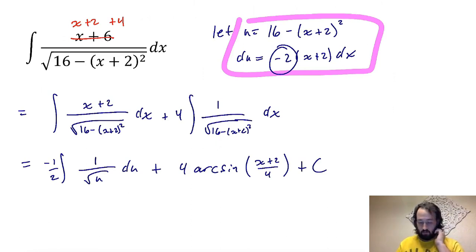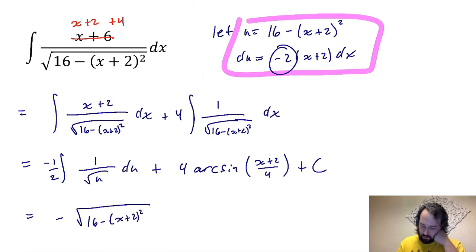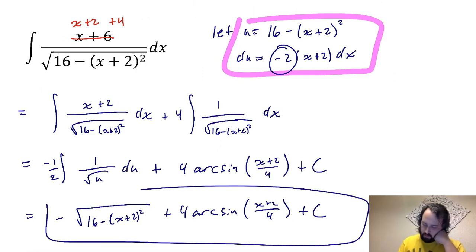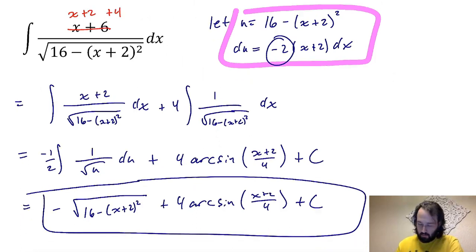So now I just need to do the integral of the first part and replace my u. So this would be negative root u, so square root of 16 minus x plus 2 squared plus 4 arc sine of x plus 2 over 4 plus c. And there we go. And that would be it. Alrighty, moving on.